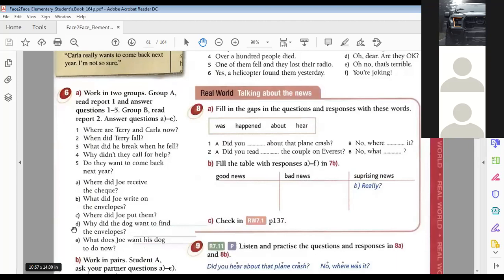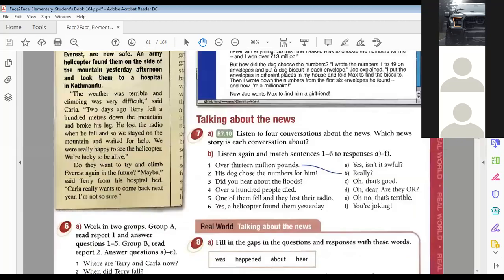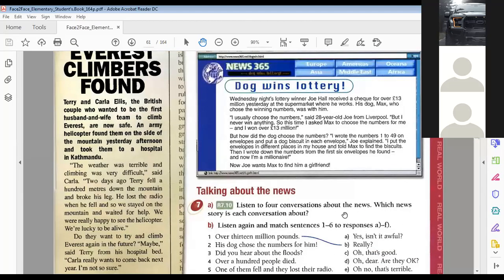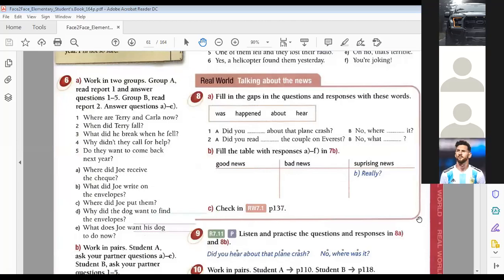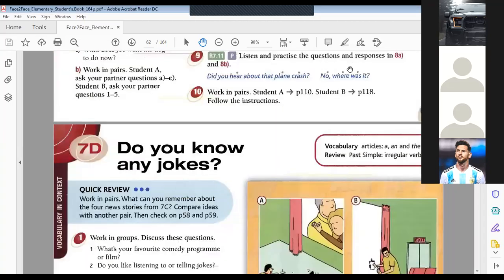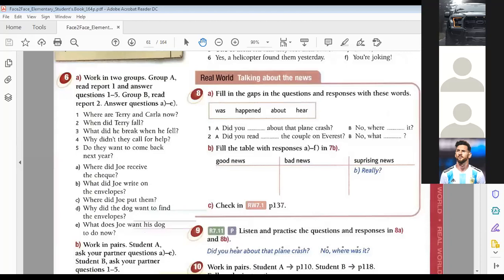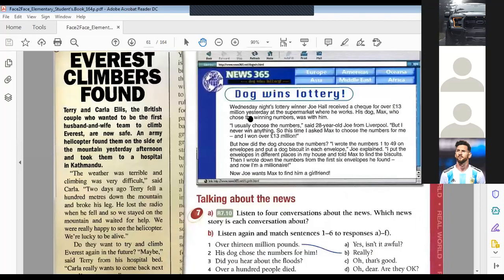Kilani, Abdurrahman, number D, where is it? Letter D. Why did the dog want to find the envelopes? Why? Okay, I'll take you to the story. Can you hear us, Kilani? Hello, Kilani, are you there? Wait. The internet is weak. No problem. It's okay.